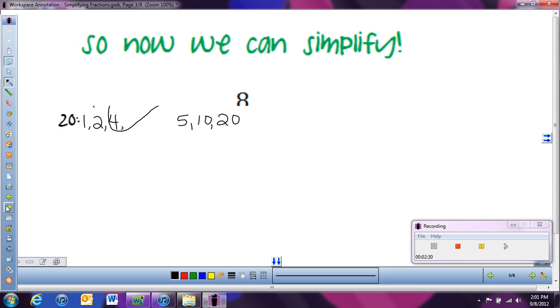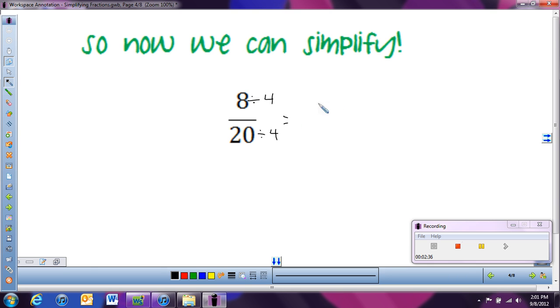So now, let's simplify. We're going to divide by 4 on the top, the numerator, and divide by 4 on the bottom, the denominator, and get 2/5. And that would be 8/20ths in simplest form because there is no other number besides 1 that will go into 2 and 5.